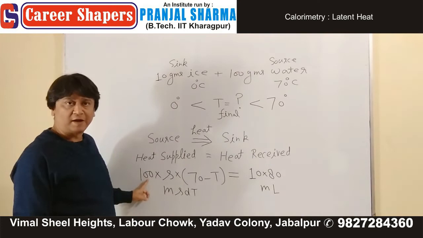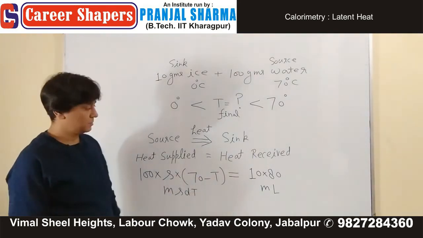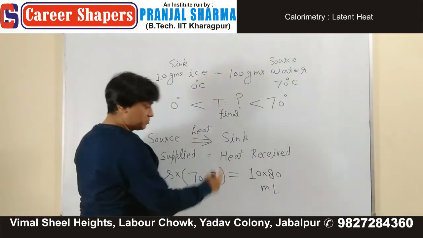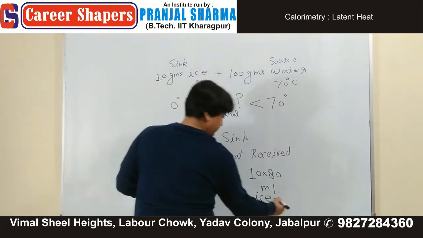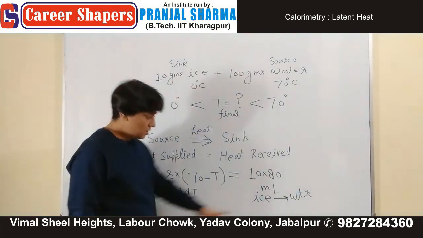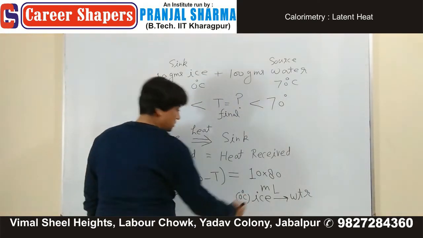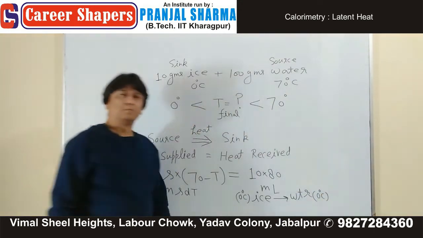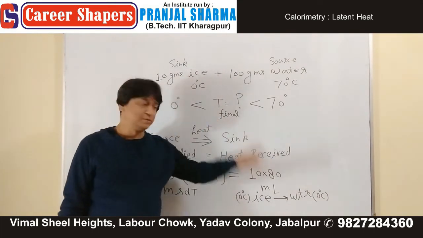Water, 100 grams of water, its temperature drops from 70 to T. This much heat does what? This much heat melts ice into water. What is the temperature of ice? 0. What is the temperature of water? 0. What is the temperature of the final setup? T. So now what happens?